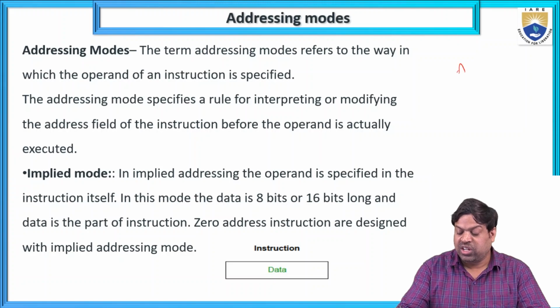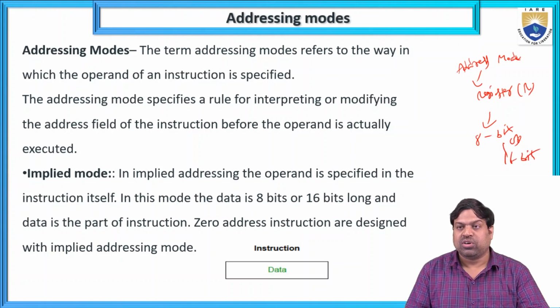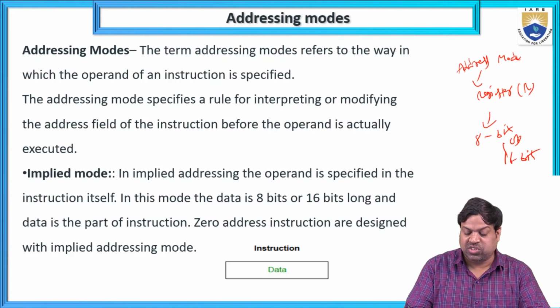So how can you define the address? We define the address in the form of registers. Any addressing mode we can define in the form of registers only. The registers may be 8-bit or 16-bit in size. So how can you define addressing modes? The term addressing modes refers to the way in which the operand of an instruction is specified.